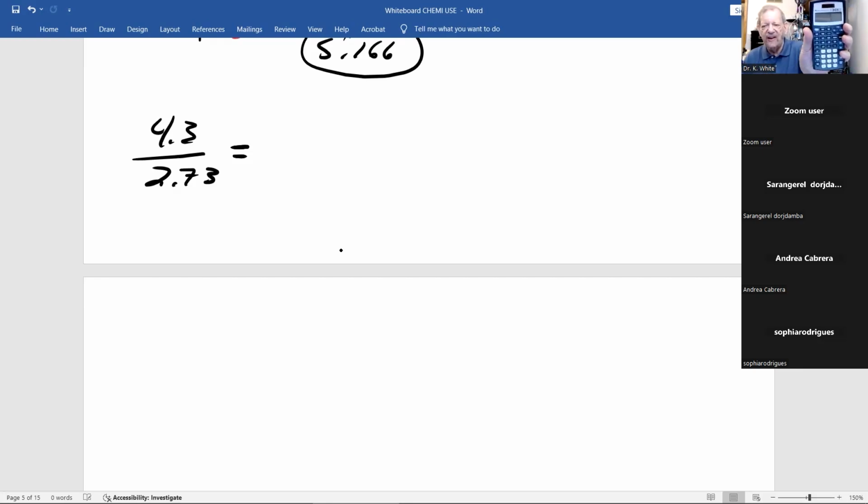Now, you should know how to use your scientific calculator. This is the one I recommend you buy because it's inexpensive and it works well. If I take 4.3 and divide it by 2.73, my calculator gives me this number.